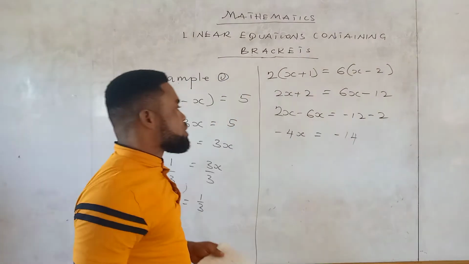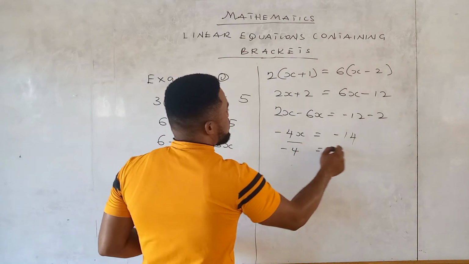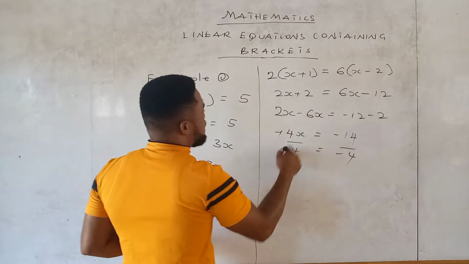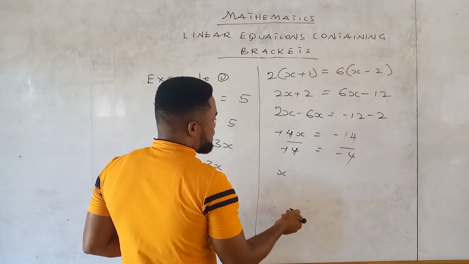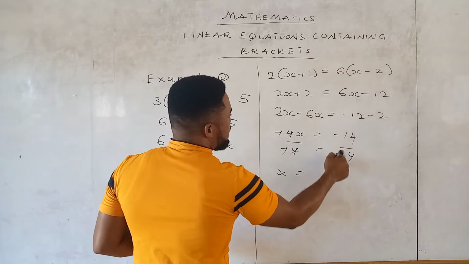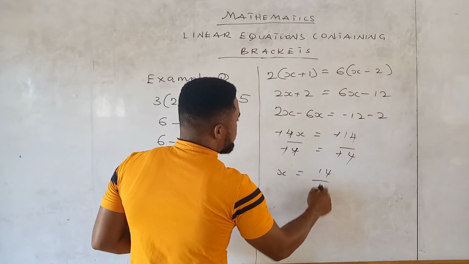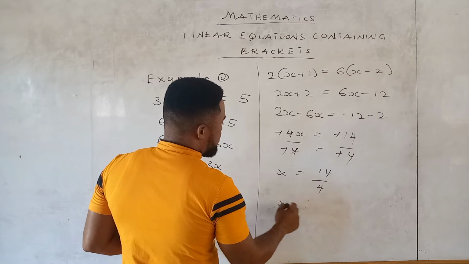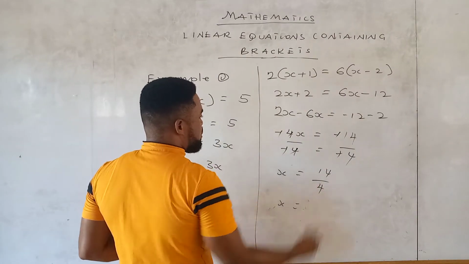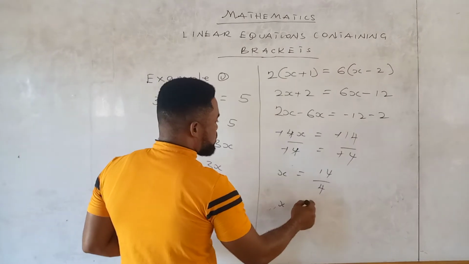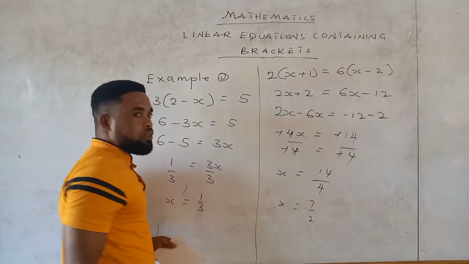So we divide both sides by the coefficient, which is negative 4. Negative will cancel negative, and 4 cancels 4, so we are going to have x equal to 14 over 4. We can still simplify it with a common factor. So we can use 2 to simplify both sides. 2 goes into 14 seven times and into 4 two times. Alright. So that is the second example.